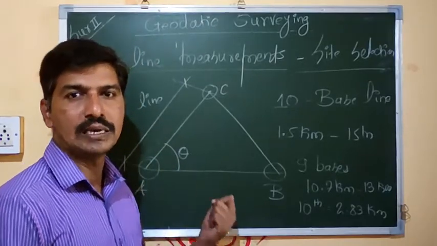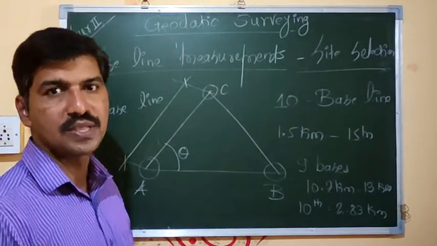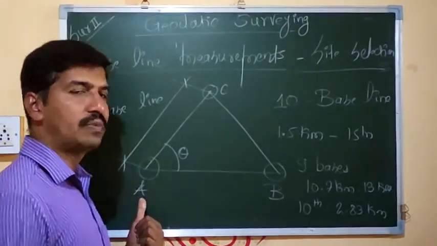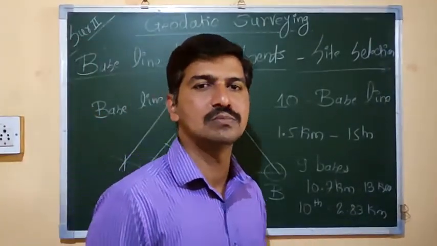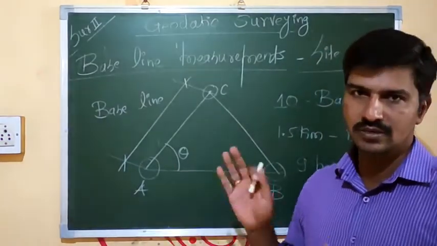Again, at point A and at point C, we have to keep advanced instruments, just like a total station, digital levels, laser levels. We will keep some instruments at point A and at point C. So again, it requires some time to take the field measurements.